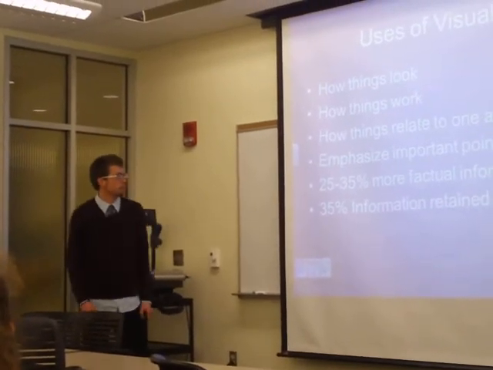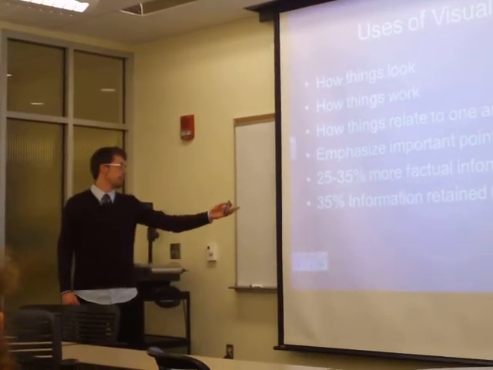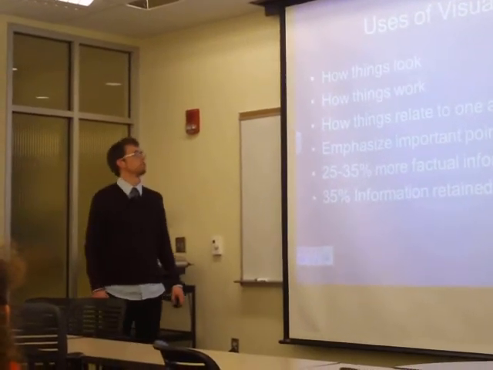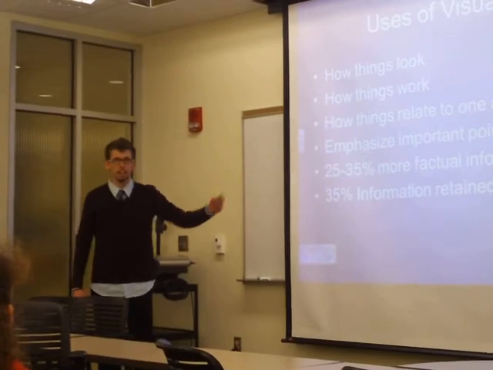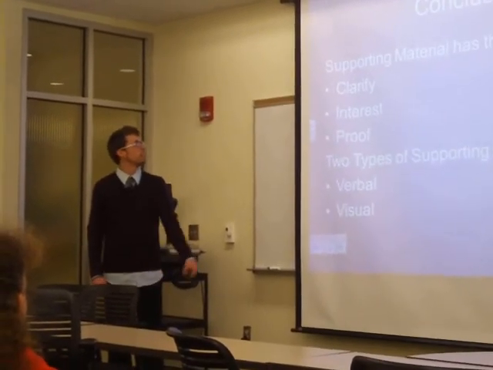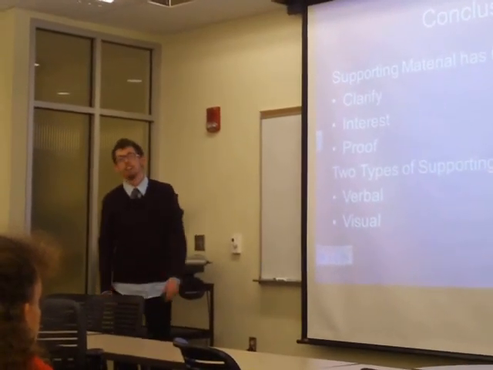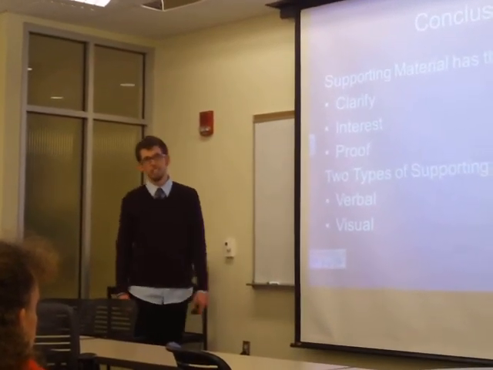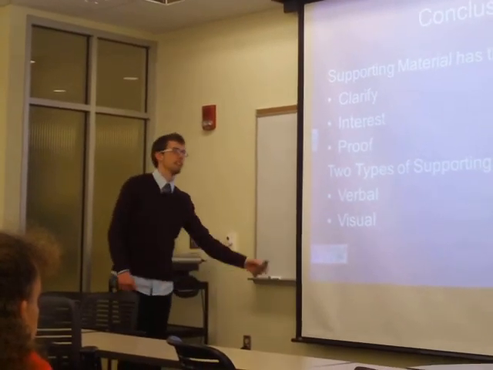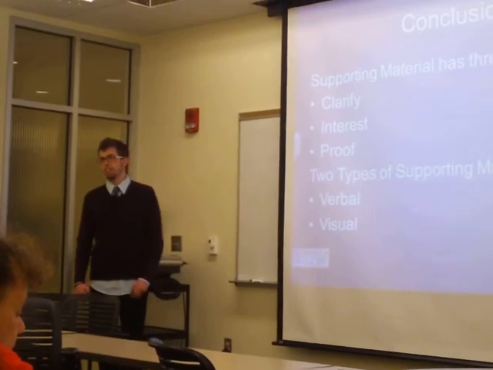And this is from a psychologist at University of Minnesota. He said 35% of information is retained through visual aids. That kind of relates back to that graph that I showed you. And in conclusion, you have the 3 types of supporting material: clarity, interest, proof, and then there's the 2 types of supporting material: verbal and visual.